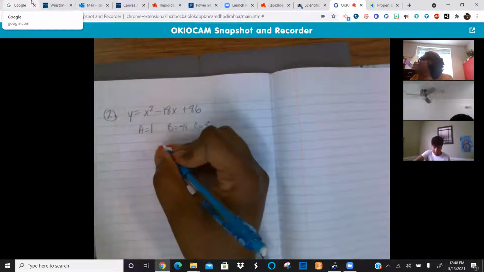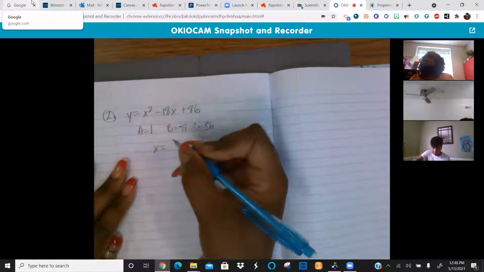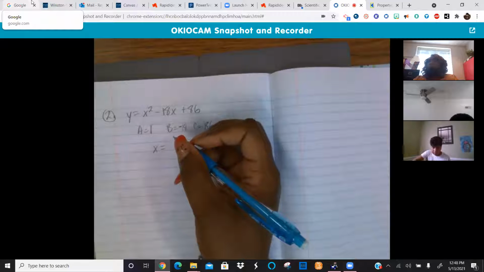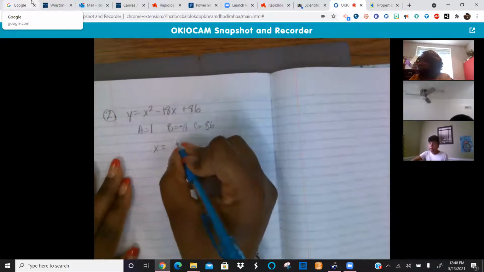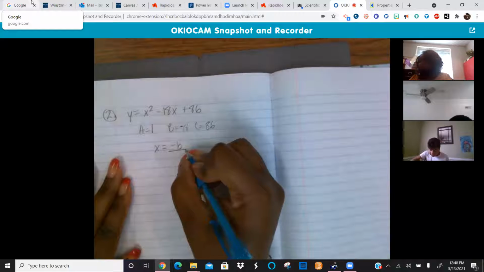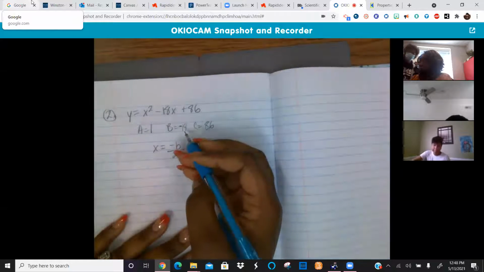All right, so this is our formula. What's the formula for axis of symmetry? It's negative B divided by 2A, okay? All right, so now let's substitute.